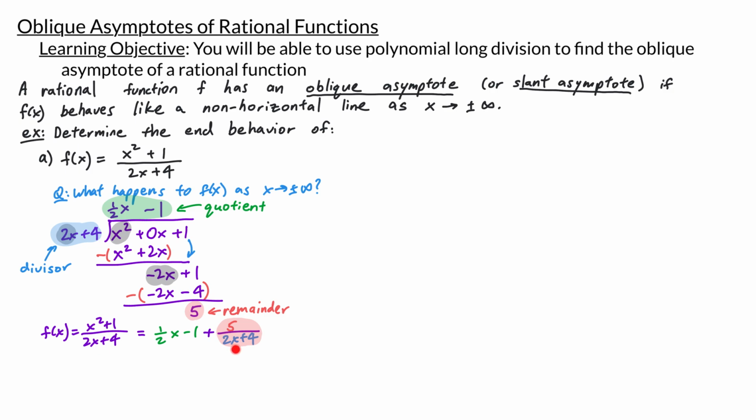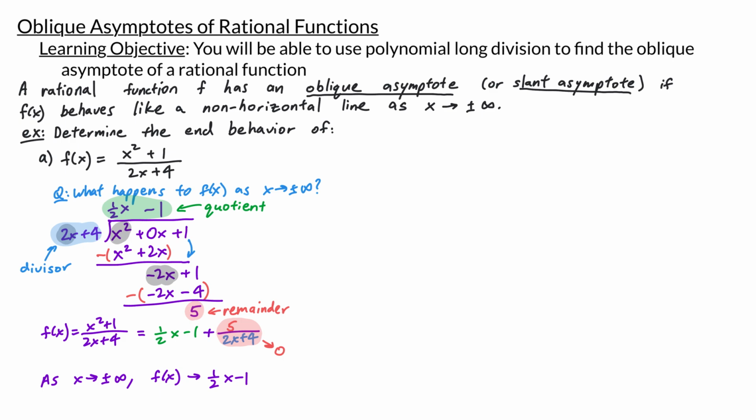As we plug in larger and larger values for x, either positive or negative, that's going to make the denominator larger and larger, which means the overall size of the fraction is going to get smaller and smaller. So as we plug in larger and larger values for x, this fractional part gets closer and closer to 0. Since this component gets smaller and smaller as x gets larger and larger, my function f of x behaves more and more like 1/2 x minus 1. So again, as x goes to either positive or negative infinity, our function f of x behaves more and more like 1/2 x minus 1.